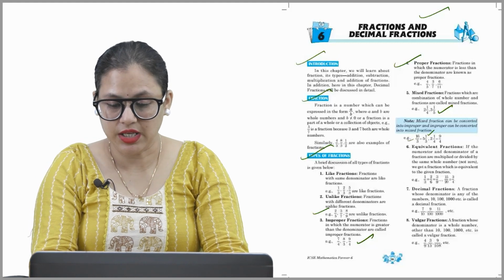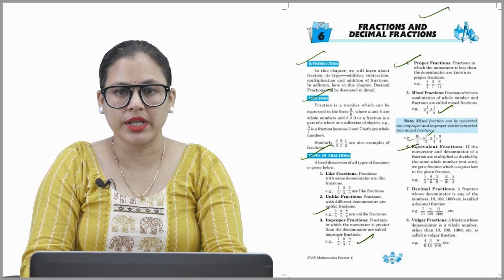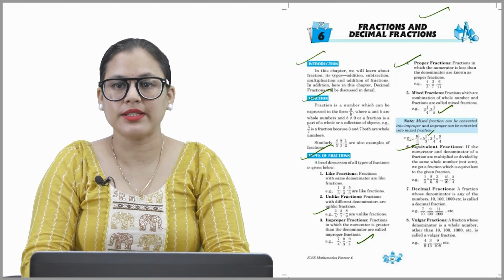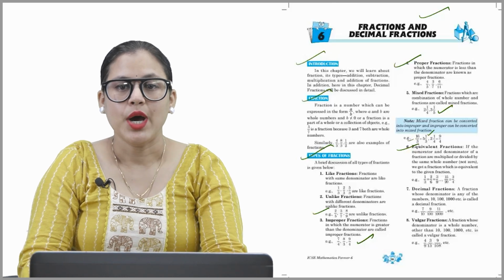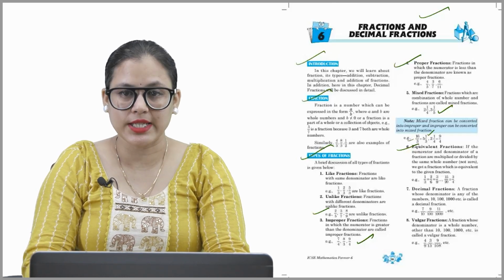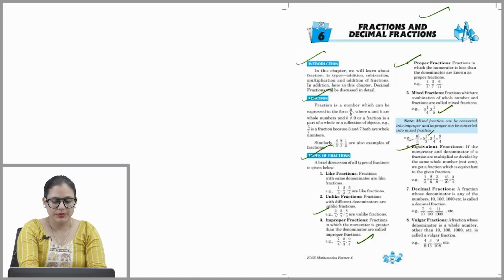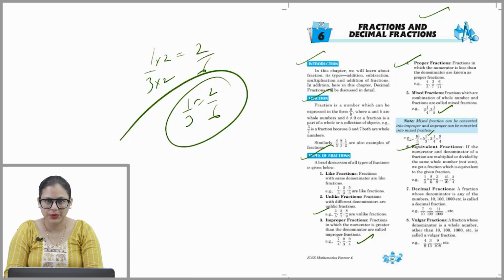Number 6, equivalent fractions. If the numerator and denominator of a fraction are multiplied or divided by the same whole number, okay, that shouldn't be 0, right? We get a fraction which is equivalent to the given fraction, right? For example, 1 by 3. If you multiply both the numerator and denominator by 2, we will get 2 by 6. So, 1 by 3 and 2 by 6, these two are equivalent fractions, okay?